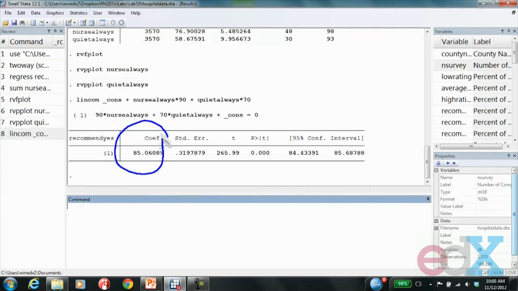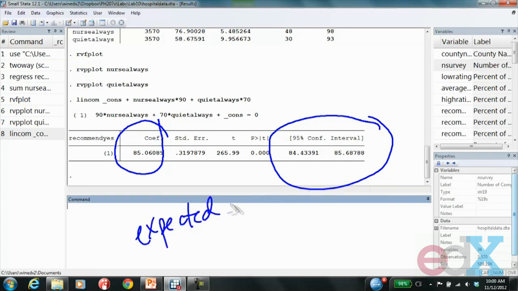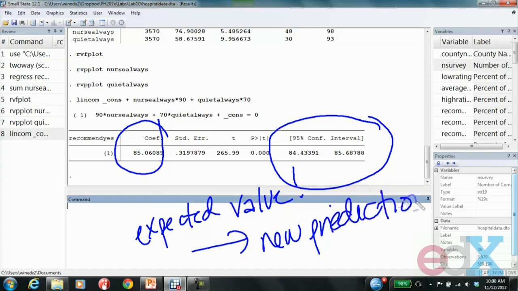Using lincom, I can estimate this expected value, and it's 85.1, and I can obtain a 95% confidence interval for the expected value. Remember, we're dealing with the expected value, or the average. If I wanted to predict what I thought the percent of patients who would recommend this hospital would be, remember from the last tutorial, we saw that we can't use this 95% confidence interval.